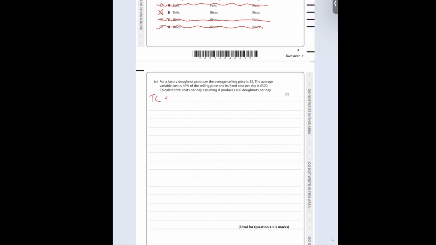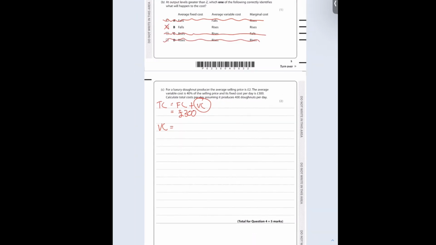Okay, so total cost is fixed costs plus variable costs. That's the first thing you need to know. We already know fixed costs are £300. We don't need to do anything other than that. What we need to work out is variable costs. So variable costs are calculated by taking the cost per unit and then multiplying it by the total amount of units produced. So I know that they sell 400 units per day.